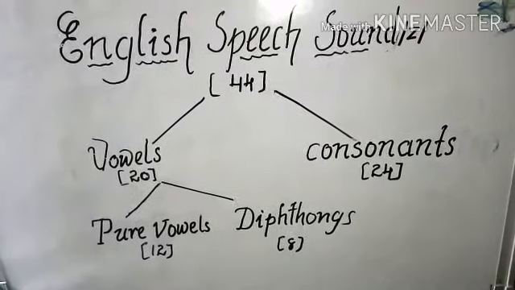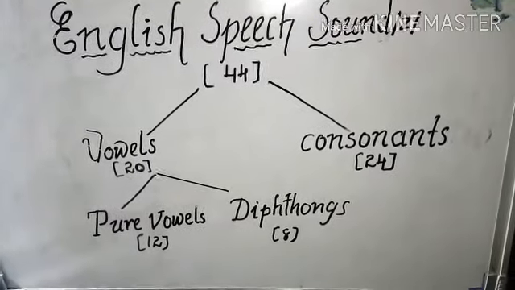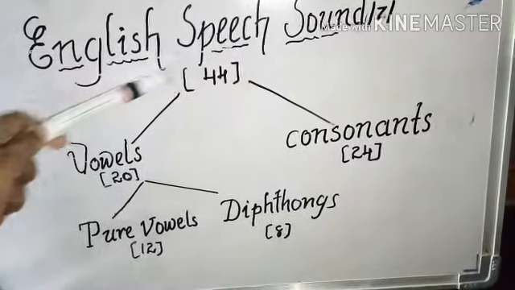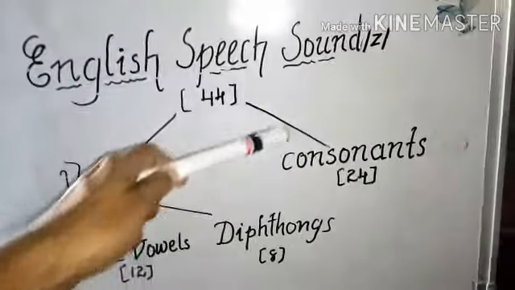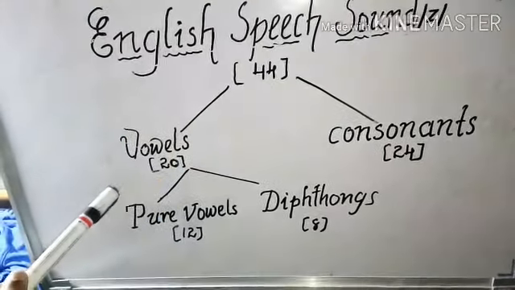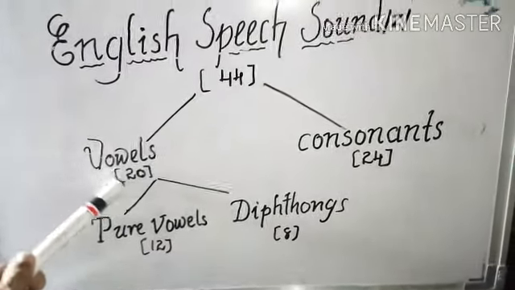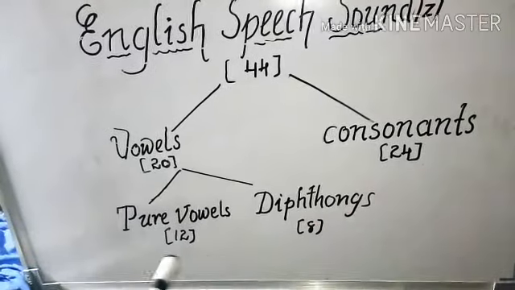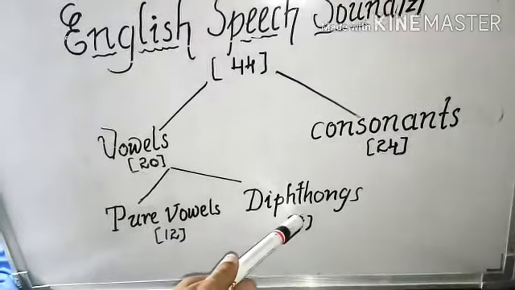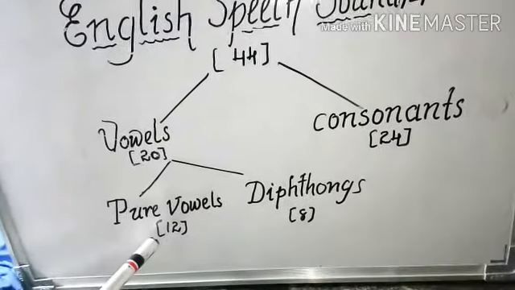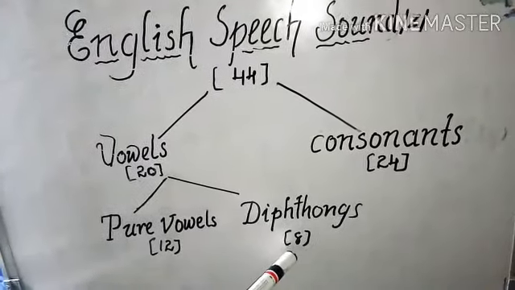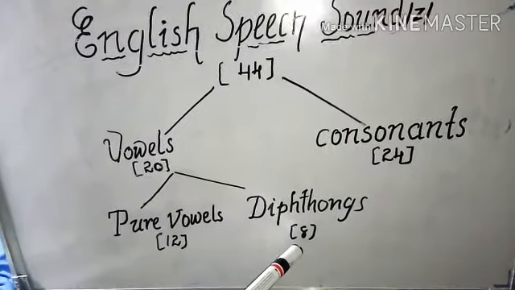The 26 English alphabet represent 44 English speech sounds. They are further categorized into two types. One is the vowel sounds, they are 20, and the other one is consonant sounds, they are 24. Vowels are again classified into pure vowels, they are 12, and diphthongs, they are 8. So now in this session we learn all the pure vowels and diphthongs.